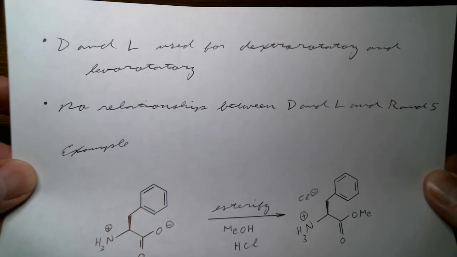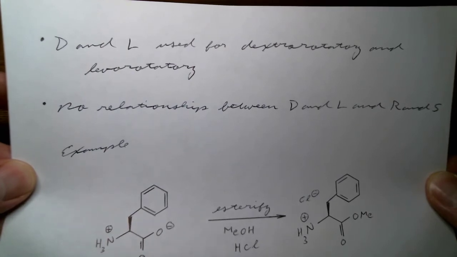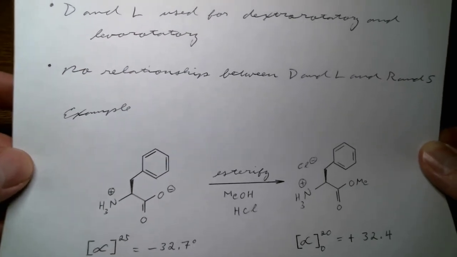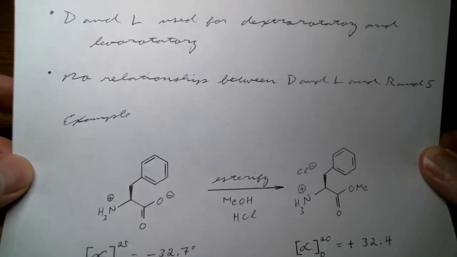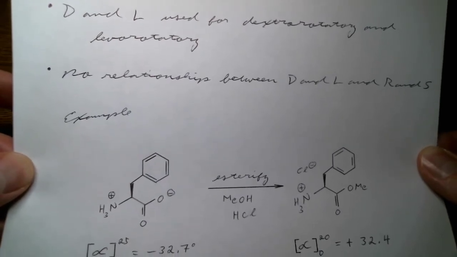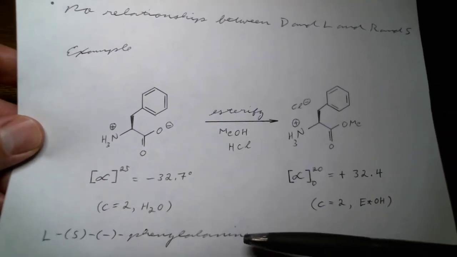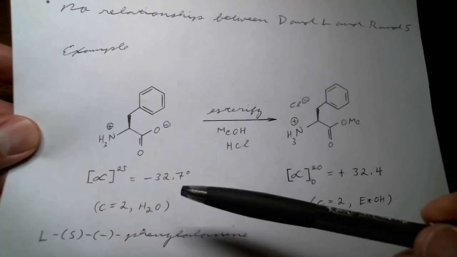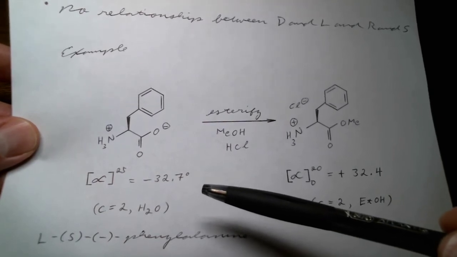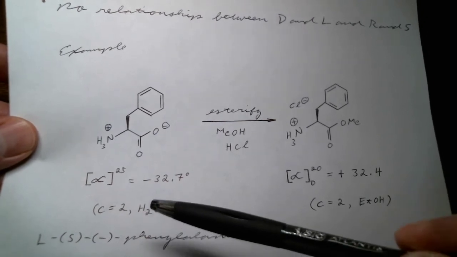D and L are used for dextrorotatory and levorotatory. It just describes the direction in which light is rotated. So L is a negative sense and D is a positive sense. There's no relationship between D and L and R and S stereocenters. So for example, let's take L, S minus phenylalanine. At 25 degrees, its specific rotation is reported as minus 32.7 degrees, depending on your literature source, at a concentration of 2 in water.